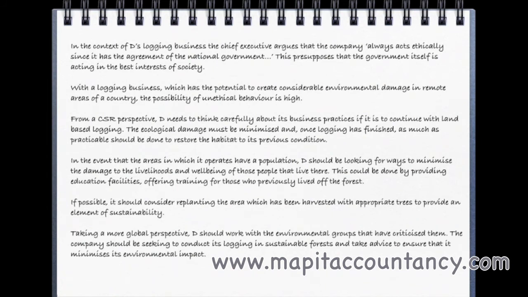Taking a more global perspective, D could work with the environmental groups that have criticised them, so they have had some criticism from environmental groups. They could maybe try to work with those that have criticised them and could seek to conduct its logging in a sustainable forest. It could also take advice to ensure that it meets its environmental requirements and minimises its environmental impact.